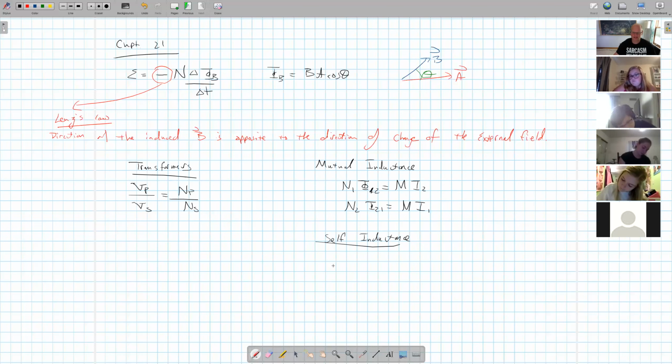So self-inductance then says the number of loops times the flux is equal to the self-inductance times the current. And that the back EMF is equal to minus the inductance times the change in current with respect to time. I think that was about it.